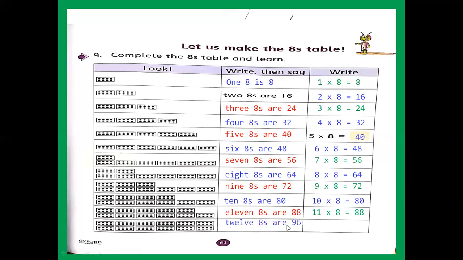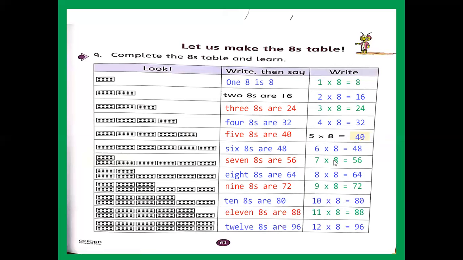So 12 8s are 96. So 12 × 8 is 96. So read with me. 1 8 is 8. 2 8s are 16. 3 8s are 24. 4 8s are 32. 5 8s are 40.